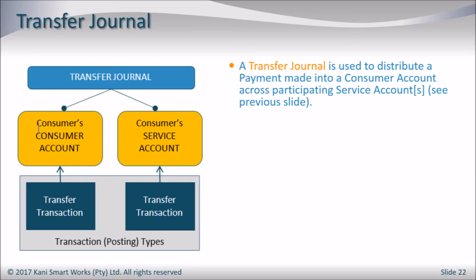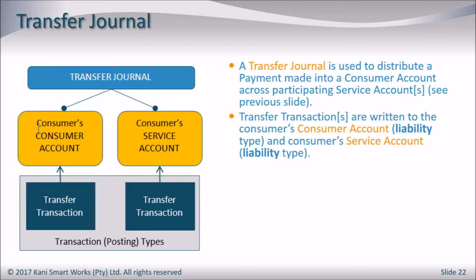Which leads us on to the transfer journal. A transfer journal is used to distribute a payment made into a consumer account across participating service accounts. As I've said, see the previous slide. Transfer transactions are written to the consumer's consumer account, which is of type liability, and the consumer's service account, also of type liability.